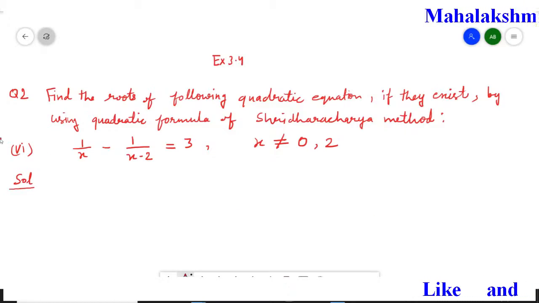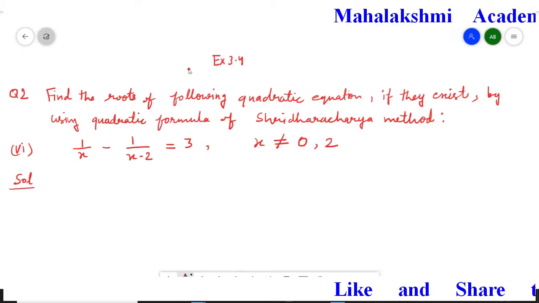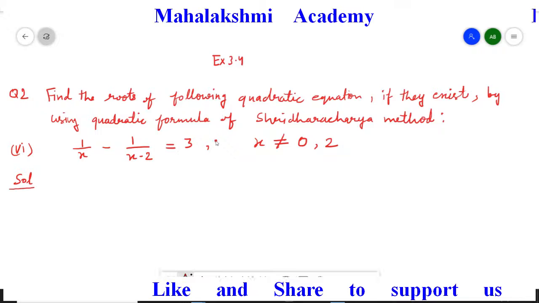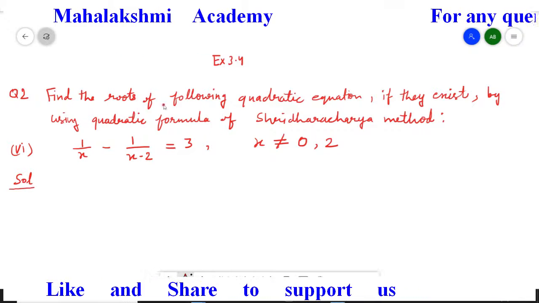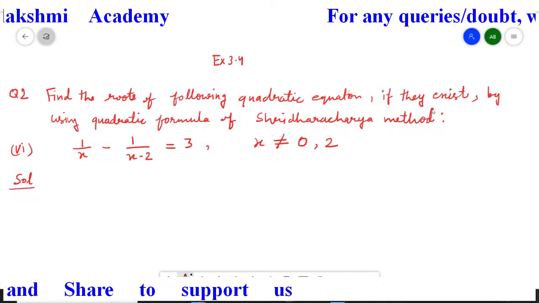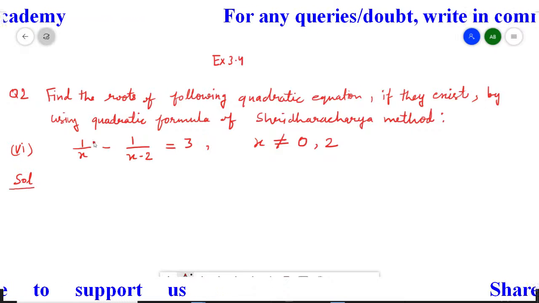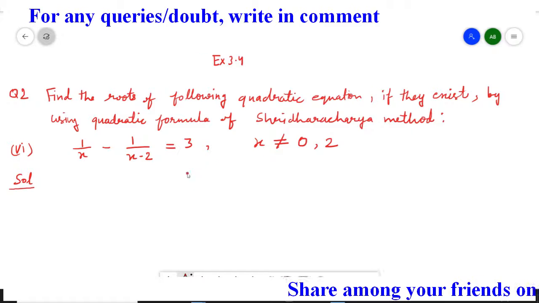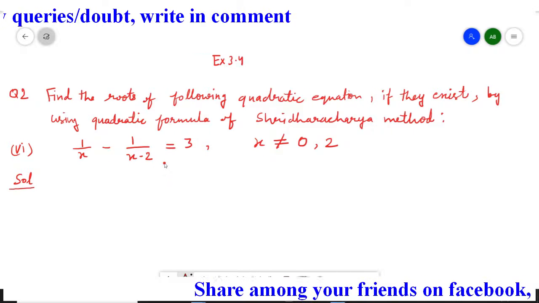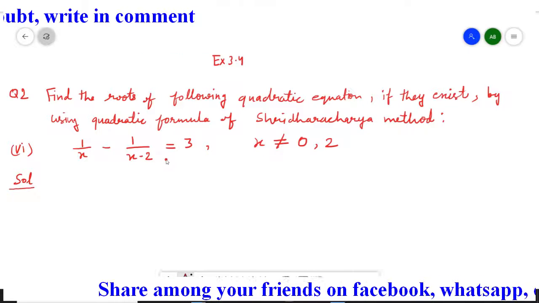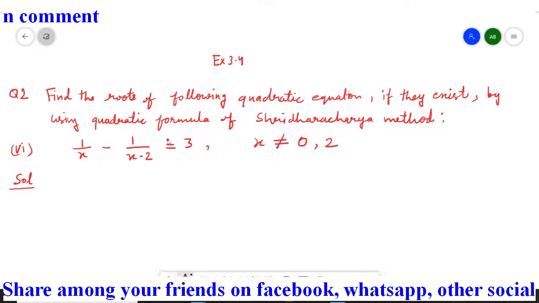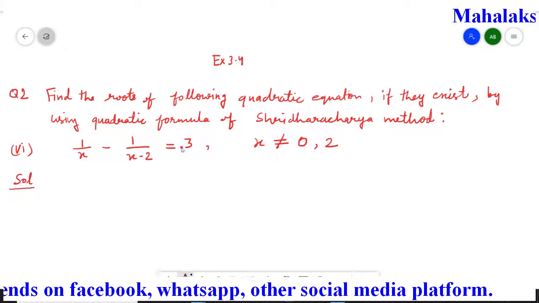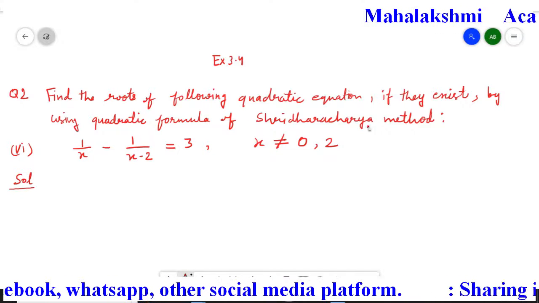Hello everyone, I am going to explain question number 2 from exercise 3.4, and this question belongs to 10th class maths. Find the roots of the following quadratic equation, if they exist, by using the quadratic formula of Sridhar Acharya method. So first of all, a quadratic equation is given to us and we have to find its roots if they exist by using the formula of Sridhar Acharya.